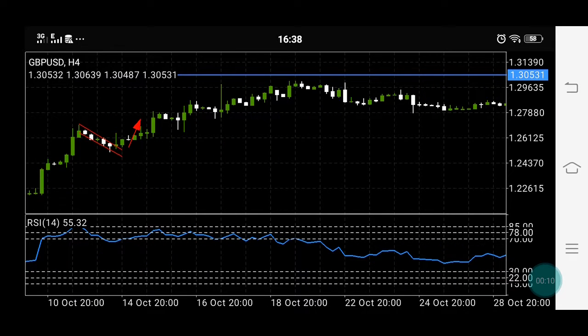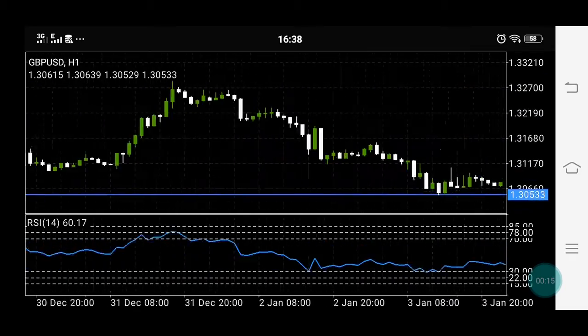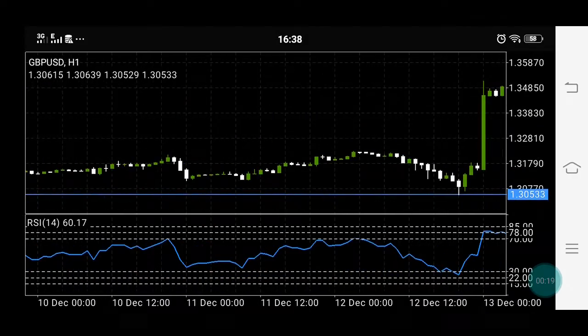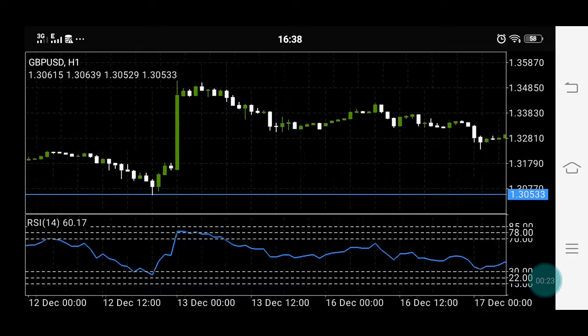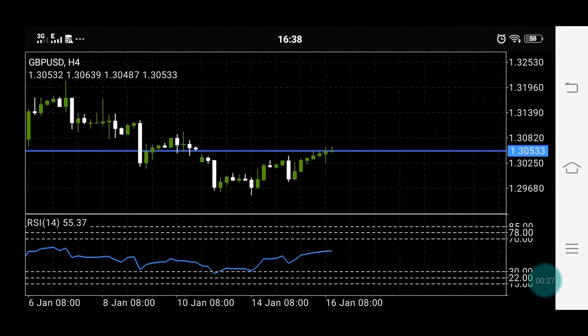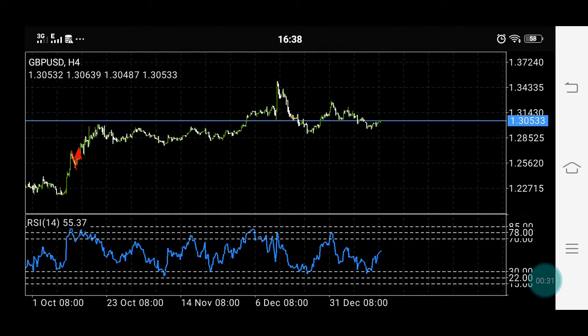Today we see the GBP USD price action chart. We see the GBP USD next target to go on by timeframe H4 and see the market's simple chart.